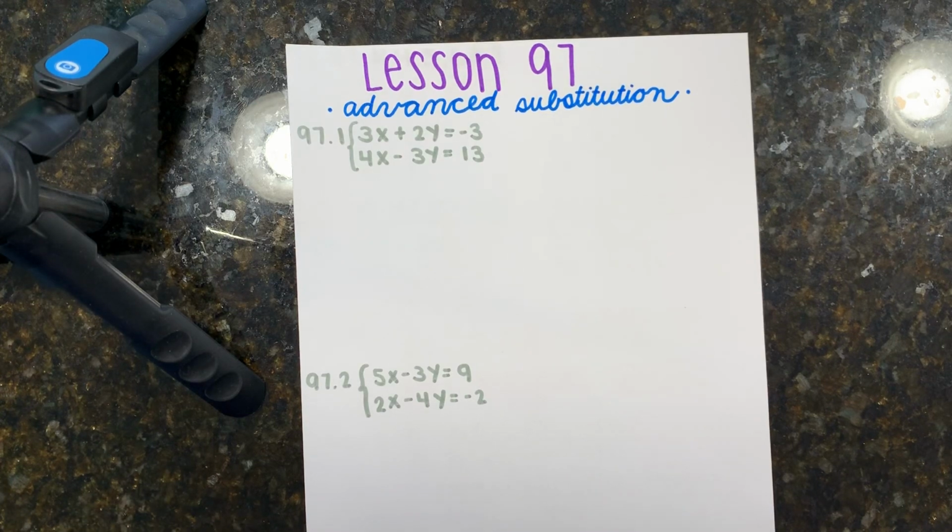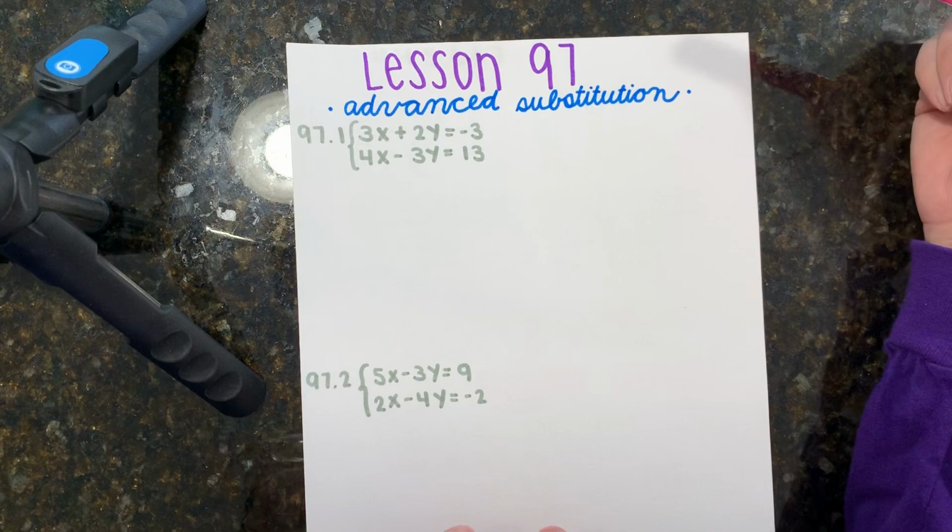Hi everyone, in Algebra 2B, this is going to be your new material in lesson 97. This lesson is going to seem pretty familiar because we've already done substitution before, but now we're going to be working with advanced substitution. What that means is it's just going to be a little bit more tricky to solve for. So we're going to go through the example problems and then move on and do some of the new problems from the lesson.